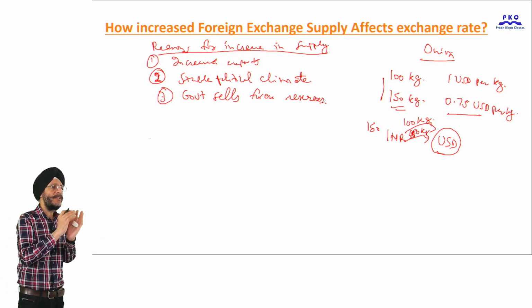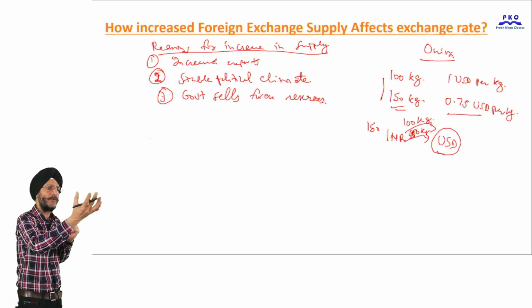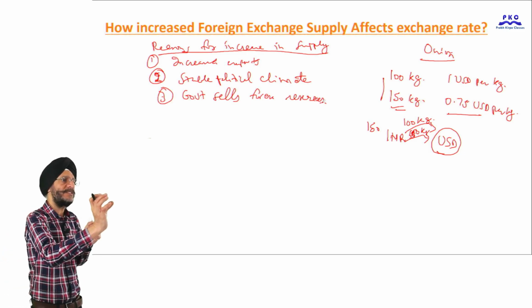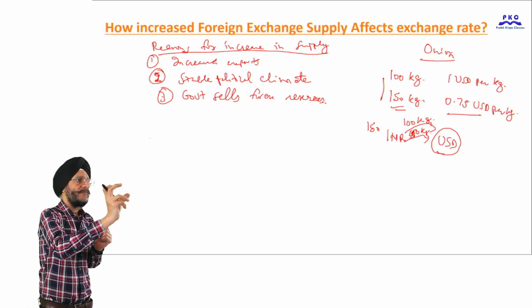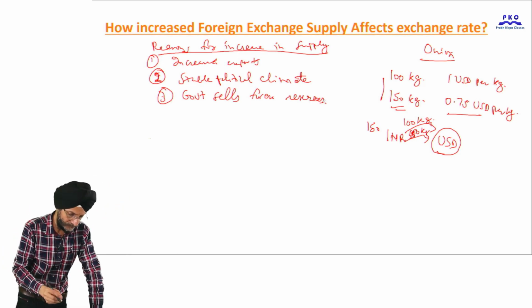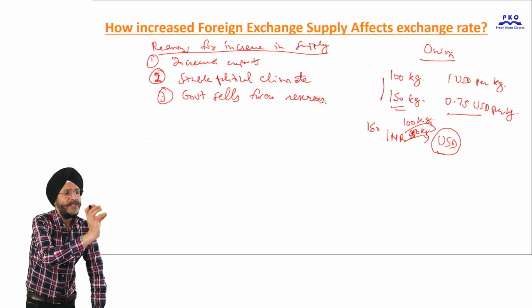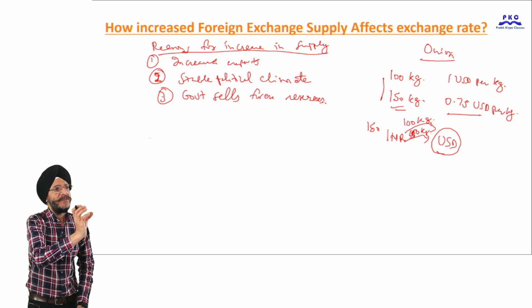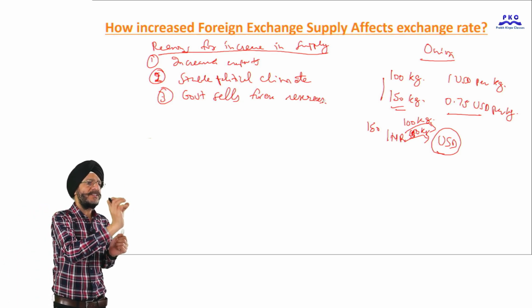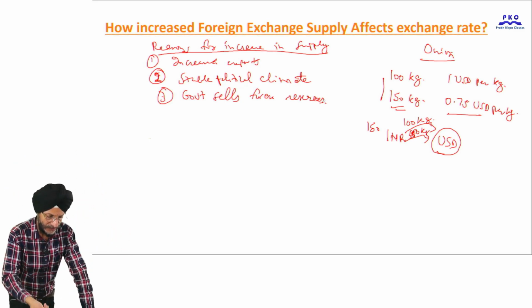So now we will understand the impact of an increase in foreign exchange supply. If the supply of foreign exchange increases, what effect does it have on the exchange rate? Exchange rate means the value of a currency in relation to another currency. That is, how much foreign currency we can buy with 1 unit of domestic currency, or how much domestic currency we will have to pay to purchase 1 unit of other currency.